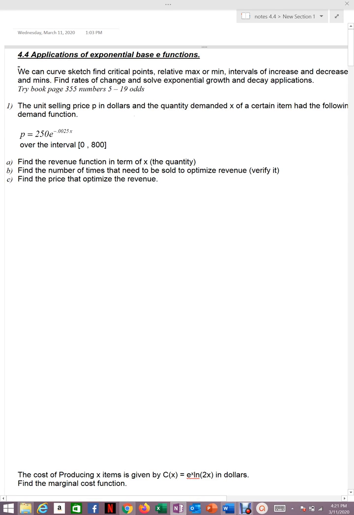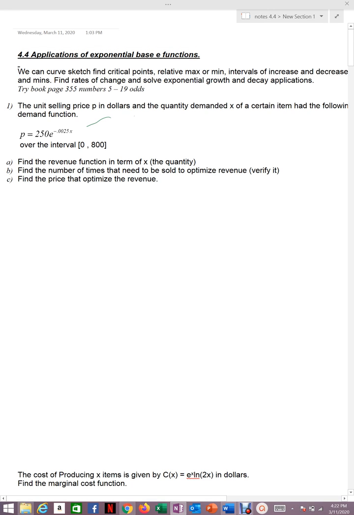Alright, I'm going to do a lesson on an application of exponential base E, the E function. And again, the application is similar to the types that we've done before earlier in previous sections. The first example is we're going to optimize revenue. Now the difference between this and the previous types is our revenue function was a polynomial. Our price demand was linear.